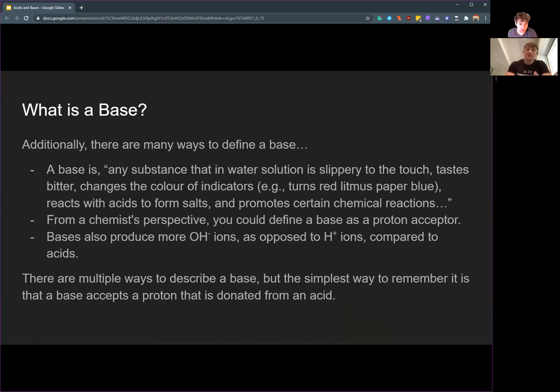So from a chemist's perspective, you could define a base as a proton acceptor, as sort of the opposite of an acid. Bases also produce more OH minus ions, as opposed to H plus ions, compared to acids. So there are a few ways to describe a base, but the simplest, just like an acid, is to remember that a base accepts a proton that is donated from an acid.